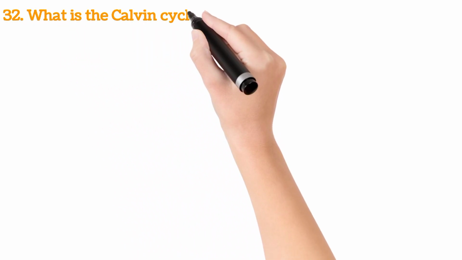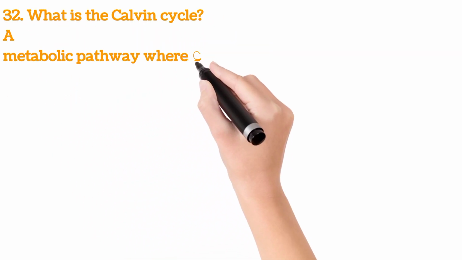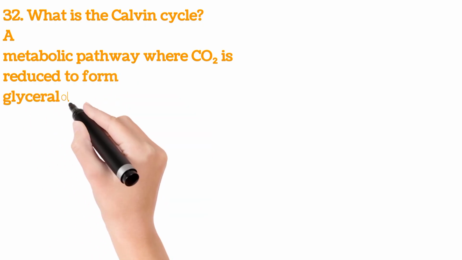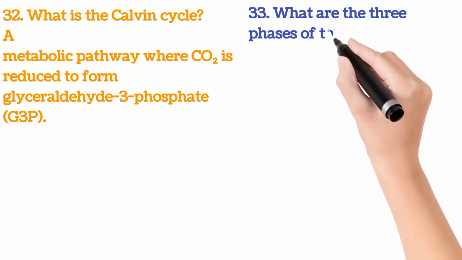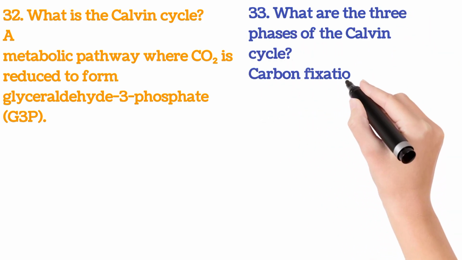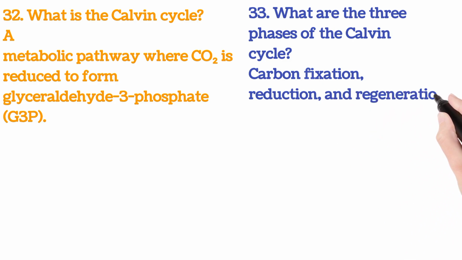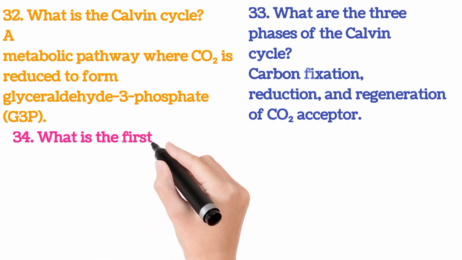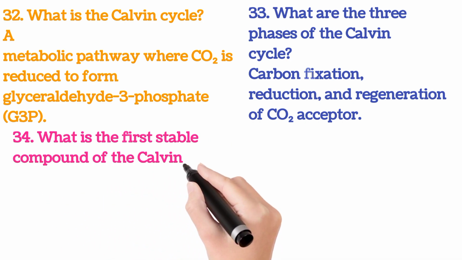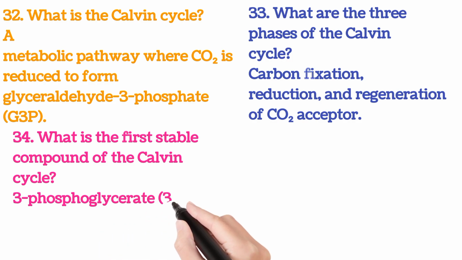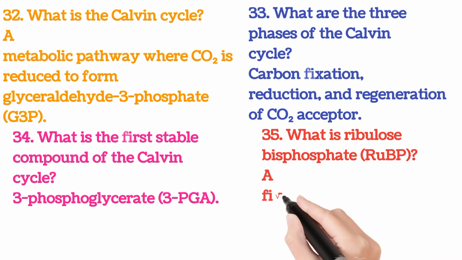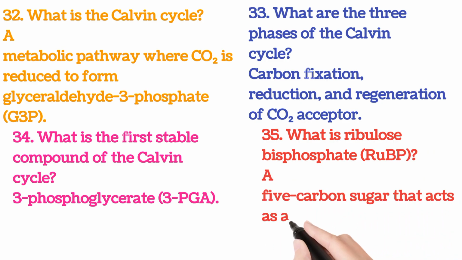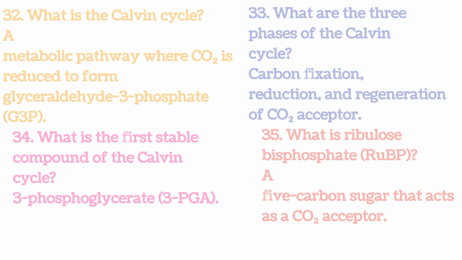NADPH reduces CO2, and ATP provides energy for carbon fixation. 32. What is the Calvin cycle? A metabolic pathway where CO2 is reduced to form glyceraldehyde 3-phosphate. 33. What are the three phases of the Calvin cycle? Carbon fixation, reduction, and regeneration of CO2 acceptor. 34. What is the first stable compound of the Calvin cycle? 3-phosphoglycerate, 3-PGA. 35. What is ribulose bisphosphate, RuBP? A 5-carbon sugar that acts as a CO2 acceptor.